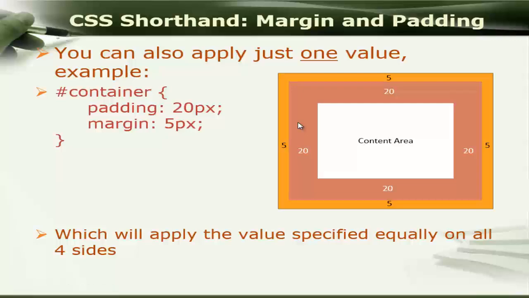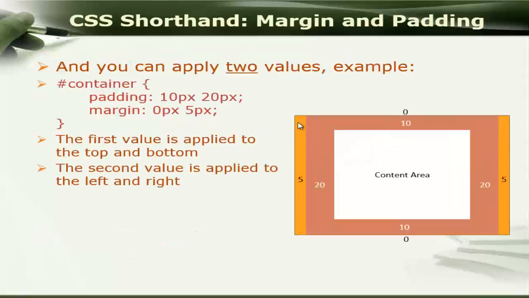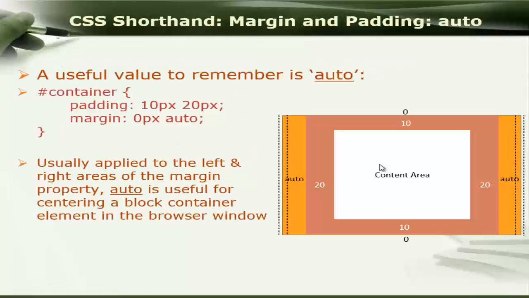Two values means the two adjacent sides: top and bottom will get the first value, left and right will get the second. Here, if you notice, in margin 0 pixel 5 pixel, top and bottom will get 0 pixel, and left and right will get the 5 pixel. If you say padding 10, top and bottom will get 10, and the second value will be for the left and right. When you specify the margin, you can also go for auto. Auto means you are asking the browser to align automatically. Usually that is used to center the content, and I think I've already demonstrated that.